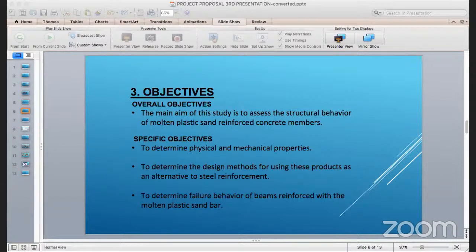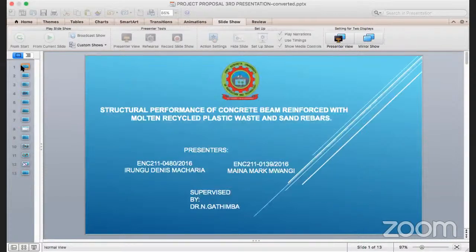So think about the overall objective again. When you say you want to see the multiplastic reinforced concrete members, it gives the impression that you're going to test more than one, maybe beams and slabs, beams and columns. So it's good to be specific. What's your title? Can you go to slide number 1? Because the overall objective is directly related to the title. Structural performance of concrete beam. The keyword, the specific thing, is beam. Because this is your title, I believe you have to do the beam.